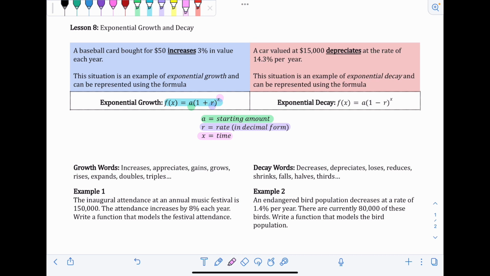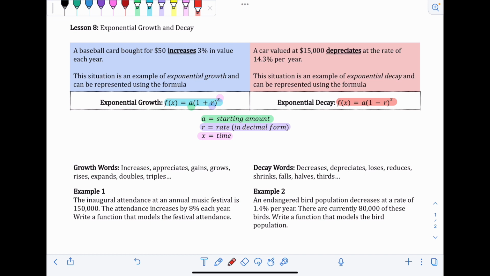And then the red box, a car valued at $15,000 depreciates. That means it goes down in value. It depreciates at a rate of 14.3% each year. This situation is an example of exponential decay because it's losing value. It's decreasing in value. And it can be represented by the formula f of x equals a times 1 minus r to the x power.